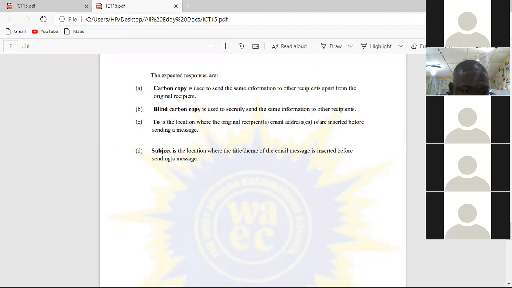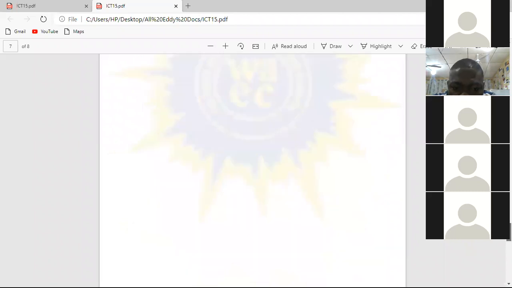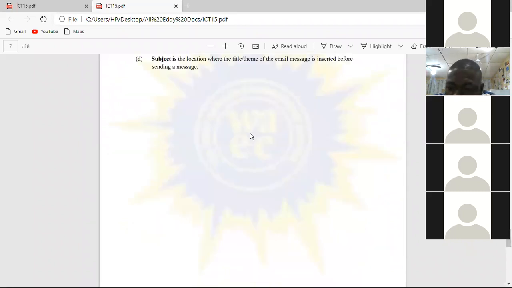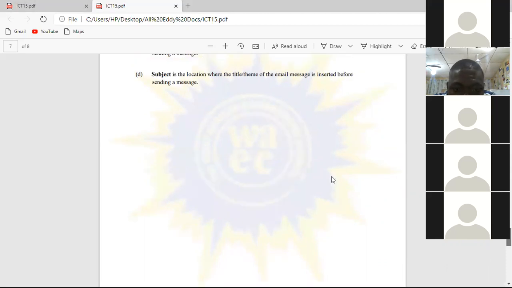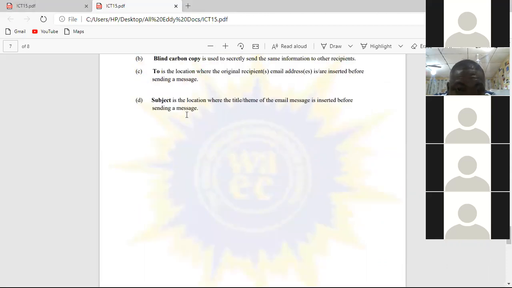Subject is a location where the title or theme of the email message is inserted before sending a message. Very good. So you see, this is from WAEC, so I'm not joking. You said we shouldn't say email message. I said you shouldn't say what? Sending a mail. Well, this one is 2015. As time goes on, they update it.